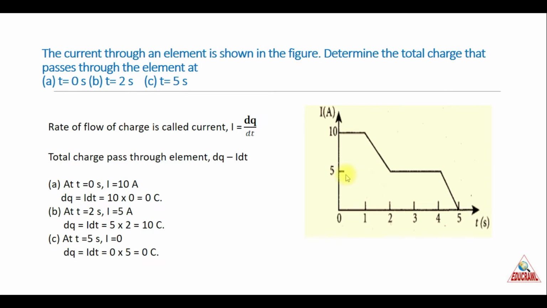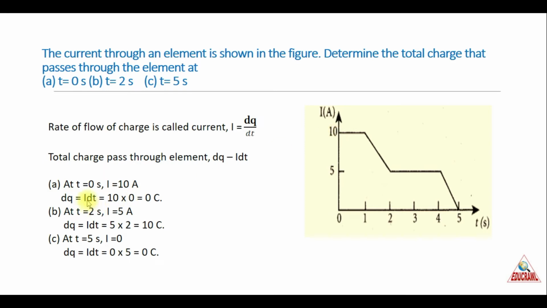This is again an easy formula, an easy problem. We use the formula I is equal to dq by dt, so from this we find the expression for dq. So dq will be equal to I into dt. So we just multiply the I and time value, and we will get the total charge. So first one, at t is equal to 0. If you see the graph, at t is equal to 0 second, the value of current is 10 ampere.